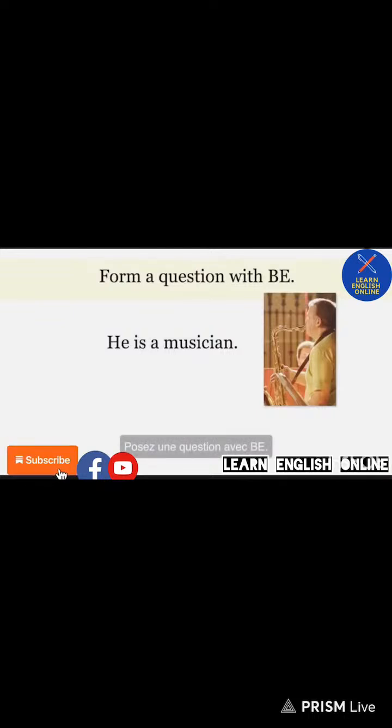Form a question with be. You already know how to make a statement with be. He is a musician. We start with the subject. Here it's he. And then we have a form of the be verb. Here we use is because is goes with he, third person singular. And we have he is a musician.